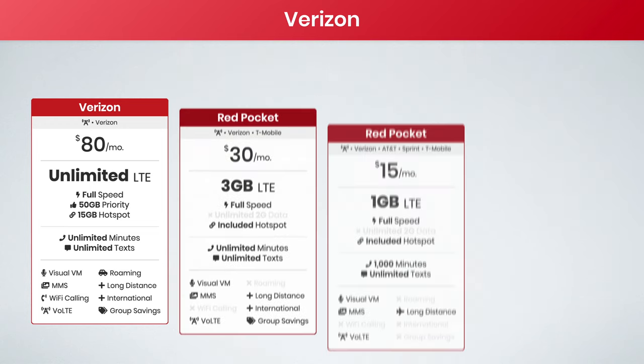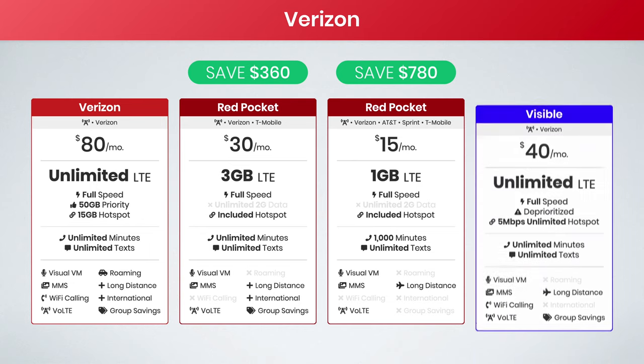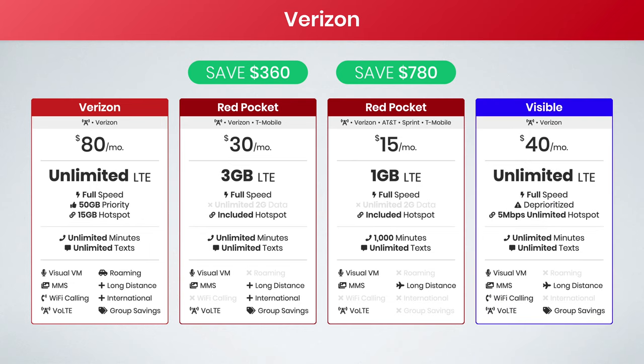You can also check out affordable plans from Red Pocket too. They have a few great options to choose from. Oh, and if you need unlimited data, definitely check out Visible. This plan will save you $480 per year and still deliver unlimited LTE data on the Verizon network.